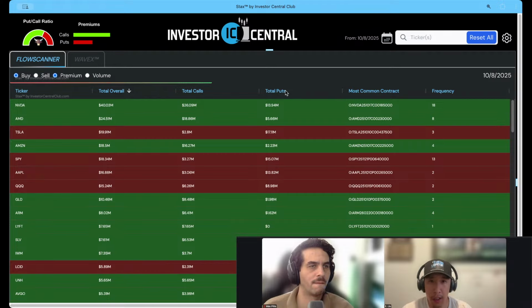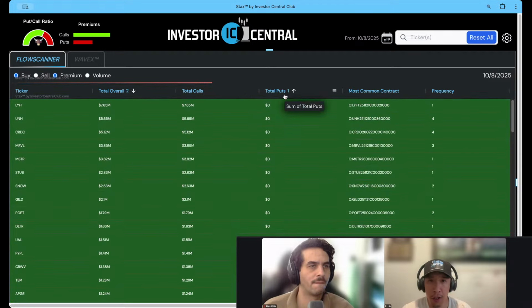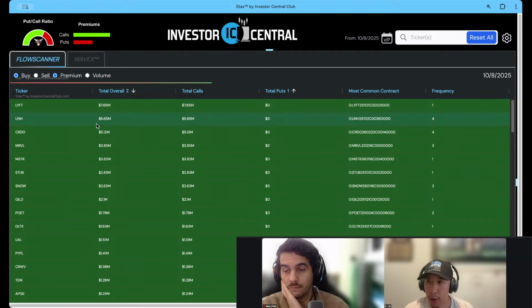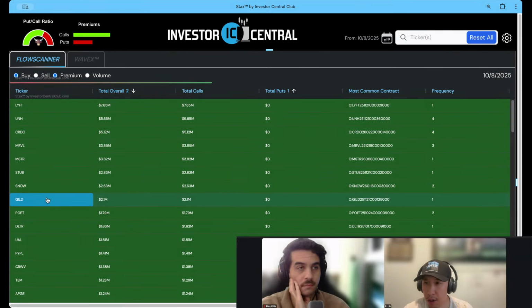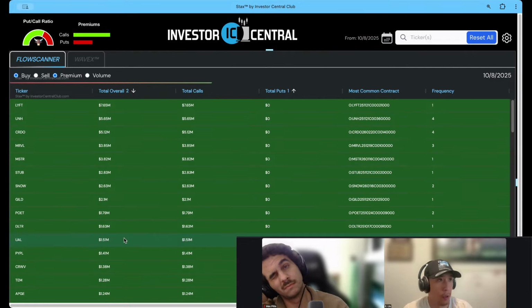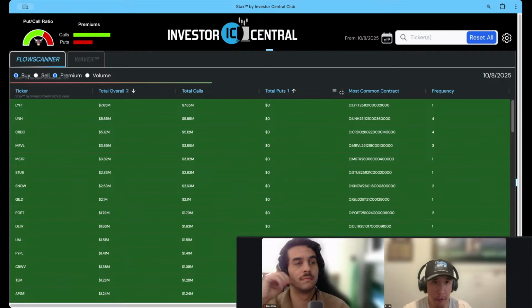I do always like to take a quick peek over here on total puts. I'll filter for it to see where I have extreme bullish sentiment. Lift, we have UNH, CRDO, Marvell, MicroStrategy, StubHub, Snow, Poet, Dollar Tree, UAL. So definitely a lot of these that have come in.